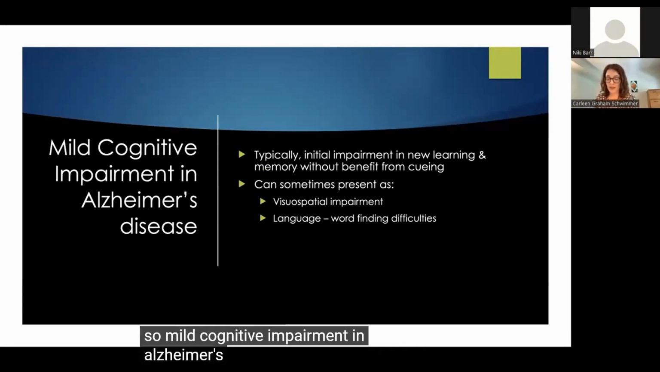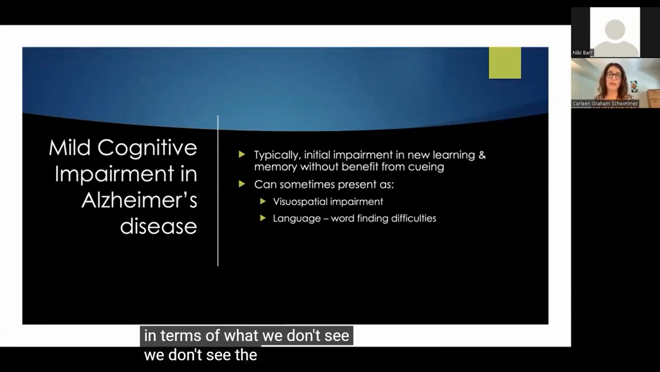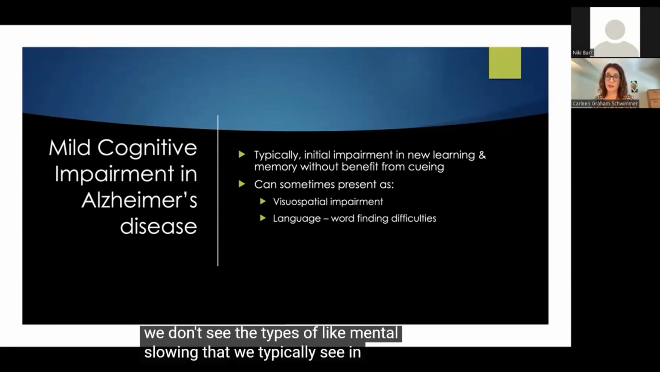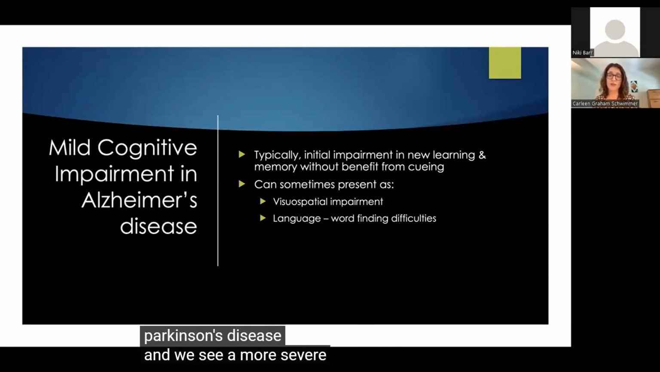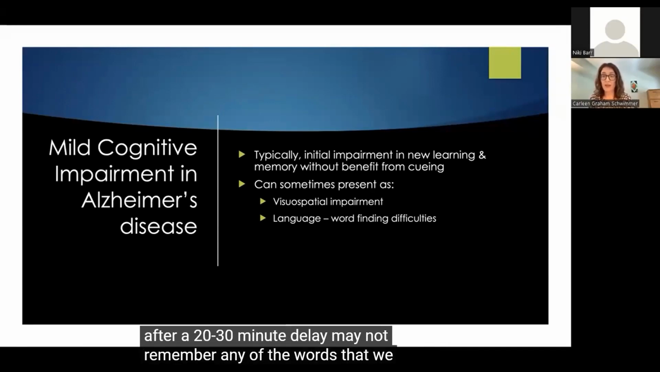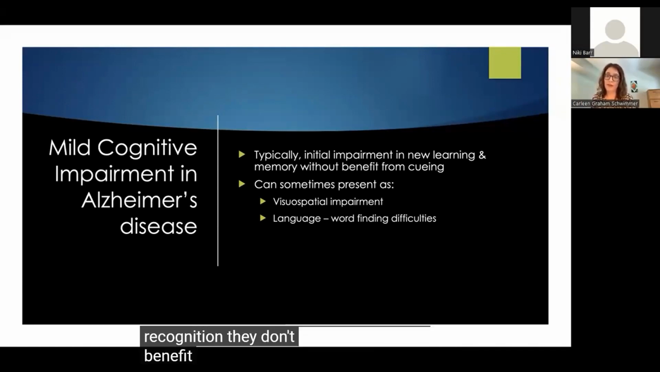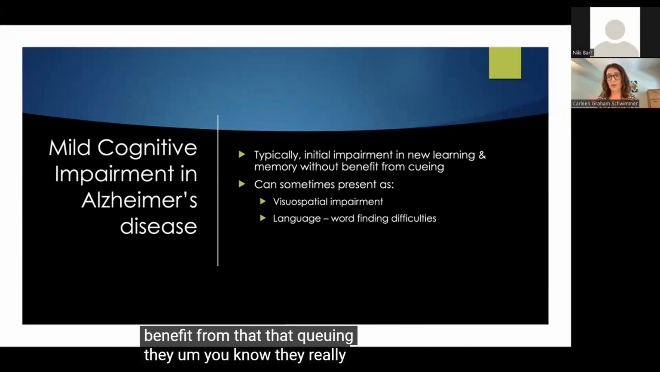So mild cognitive impairment in Alzheimer's disease often looks different from the mild cognitive impairment we see in Parkinson's disease. We don't see the types of mental slowing that we typically see in Parkinson's disease. And we see a more severe, pronounced impairment in new learning and memory. So earlier I gave you that example about the word list. In comparison, someone with Alzheimer's disease, after a 20-30 minute delay, may not remember any of the words that we read to them or presented to them. And when we give them hints or cueing recognition, they don't benefit from that cueing. They really have not been able to store the new information that we presented to them.